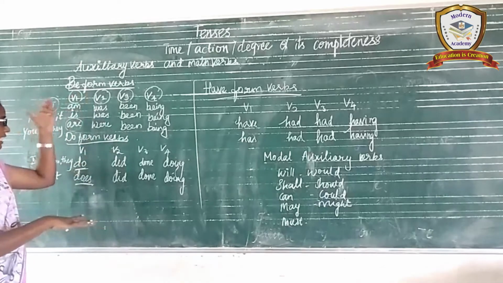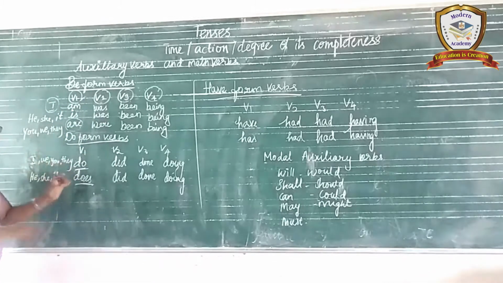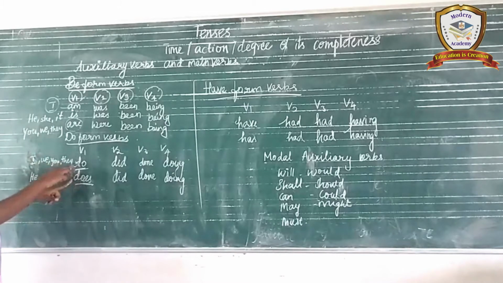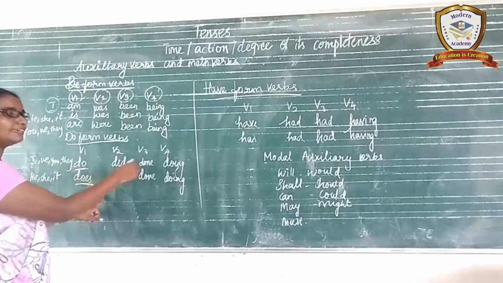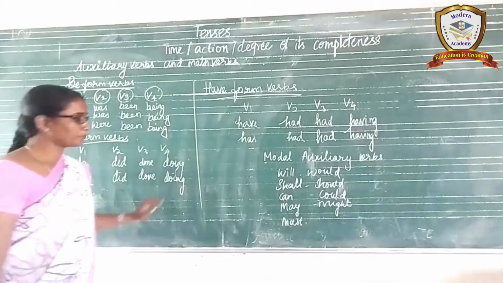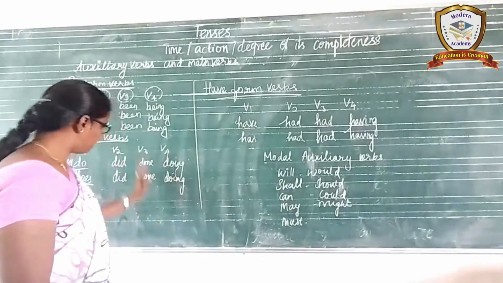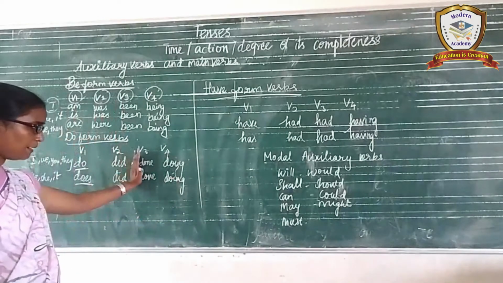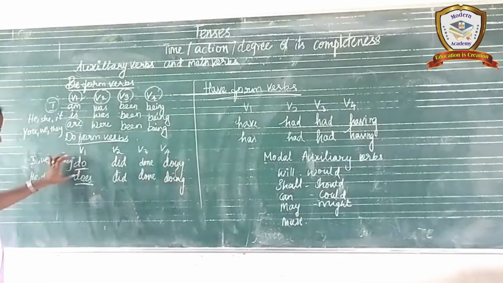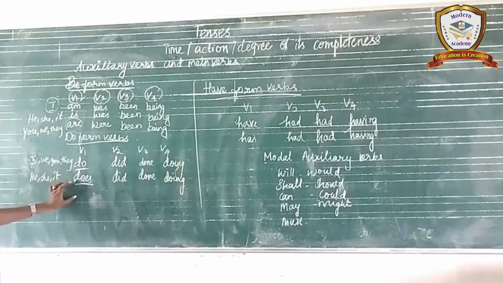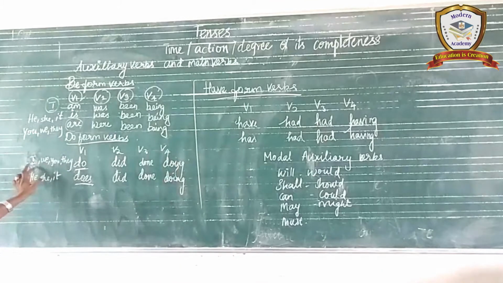And where we use am, is, or where we use do and does, we know the difference between do and does, children. Do and does, past form did, past participle done, present participle doing. Understand both? Past tense and past participle are the same, but there is a mere difference. Do and does: where do we use do, and where do we use does?